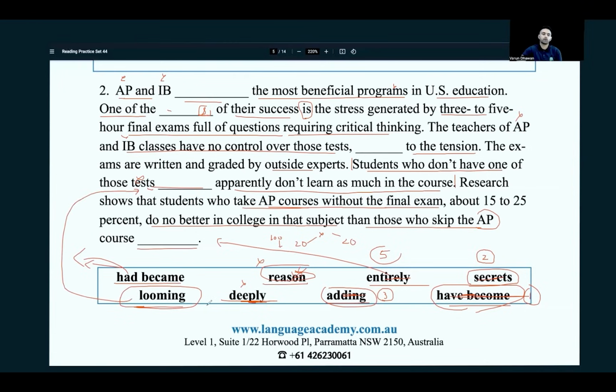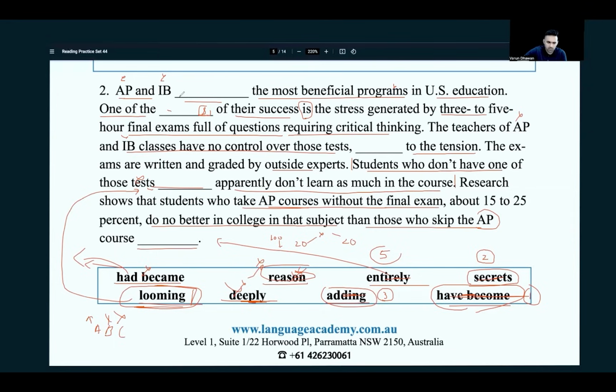Why I'm telling you what we are not even sure, because in the exam, you will have scenarios where you will not be 100% sure about the blank. Three options, one, two, and three. You think this can go, but you're not sure. What you have to do is eliminate the other two. Because we have eliminated these two, by default, this is the right answer. This is actually the right answer because they're talking about students who don't have one of the tests, they appear to have not learned as much in the course, right?